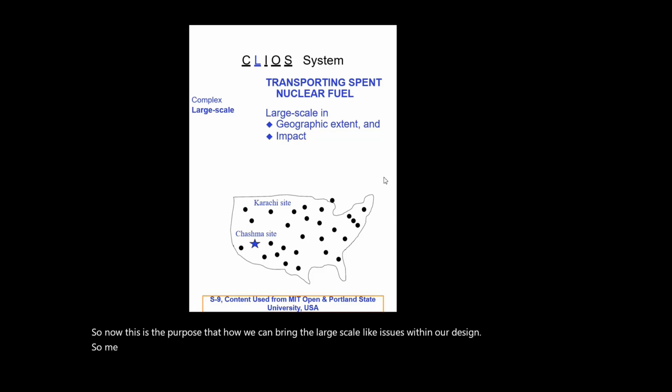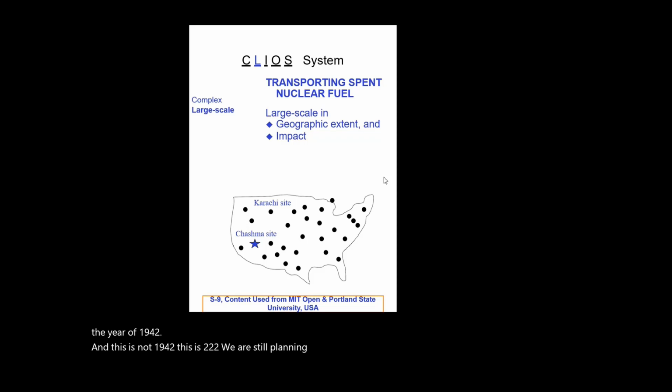Design doesn't mean only what you will see in the 7th or 8th slide; we are still at the era of 1942. This is not 1942, this is 2022. We are still planning for origin to destination. We are far behind.